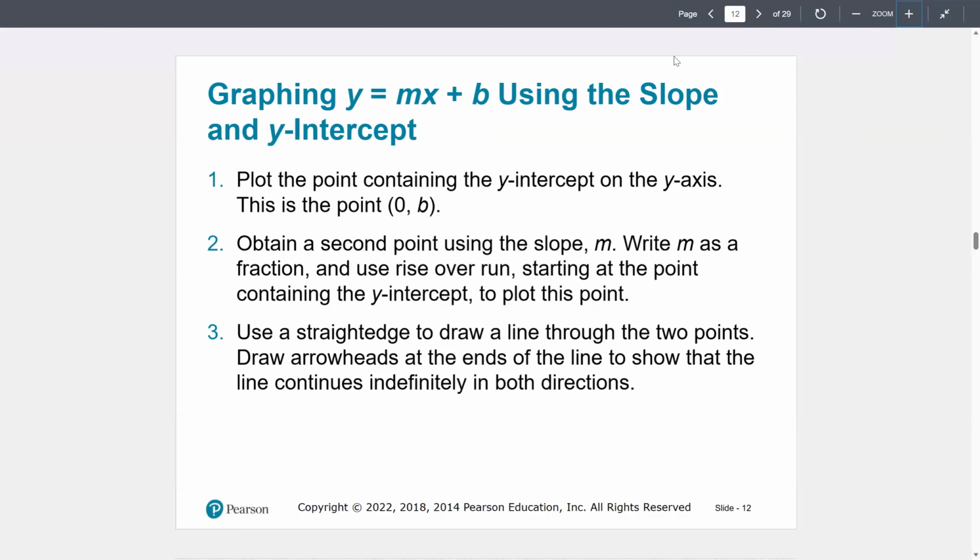And so going on to graphing, y equals mx plus b is the easiest form to use to do most graphing. It can be a little dependent on what you're dealing with, but we're going to start with this. Let's start with the y-intercept form.